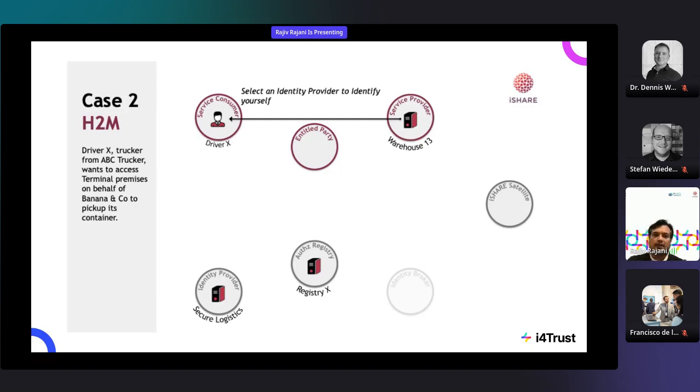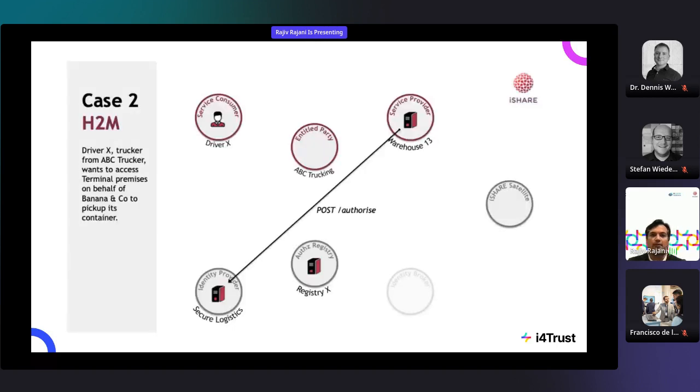So it asks driver X, which identity provider would you like to use? Driver X already uses SecureLogistics, or ABC Trucking Company uses SecureLogistics for all its employees or drivers. So it says, okay, I can log in with SecureLogistics to prove my identity. When it selects SecureLogistics, the service provider redirects the driver to the SecureLogistics login portal. Remember, this is based on the OpenID Connect flow. So if you are familiar with OpenID Connect flows, these should sound very familiar to you, right? It simply redirects the driver to the authorization endpoint of SecureLogistics.